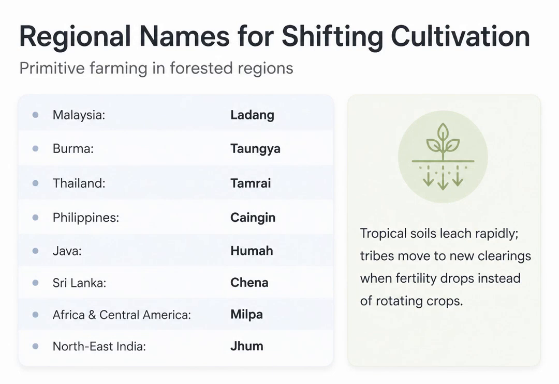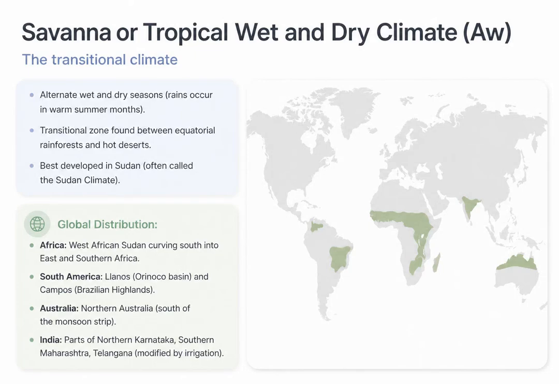We mentioned shifting cultivation earlier. Because tropical soils leach nutrients so rapidly, farmers can't just rotate crops. They have to physically move to a new clearing once the soil is exhausted. This practice is so widespread across the tropics that it has many local names. It's called ladang in Malaysia, taungya in Burma, and tamrai in Thailand. In the Philippines, it's kaingin, in Java, huma, and in Sri Lanka, chena. Across Africa and Central America, it's widely known as milpa, and in Northeast India, it is famously referred to as jhum cultivation.